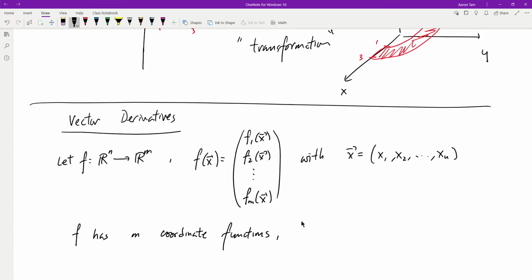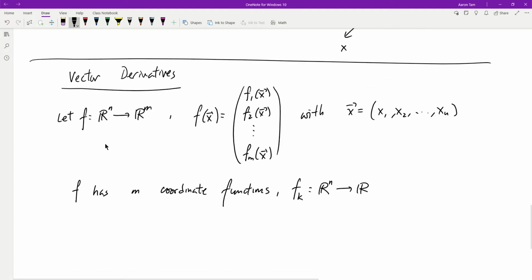And what happens to each of these coordinate functions? I'm going to call them f sub k. Each coordinate function is a function that maps from Rn to R. Why is it from Rn to R? Because each coordinate function requires the entire vector x to be defined, but since it only defines one coordinate, it must map into a real number, which represents whatever that coordinate is.